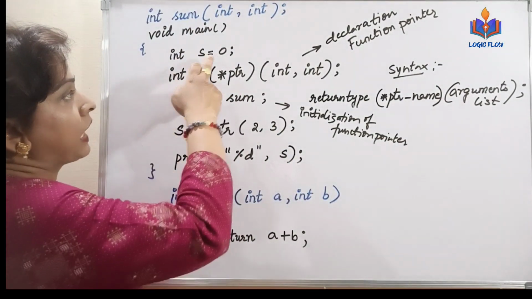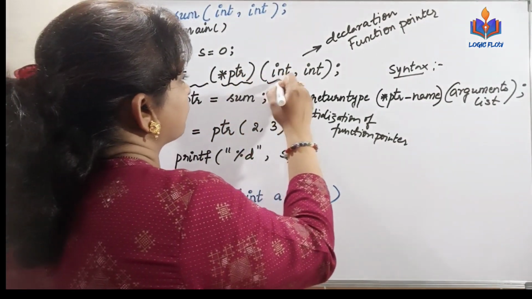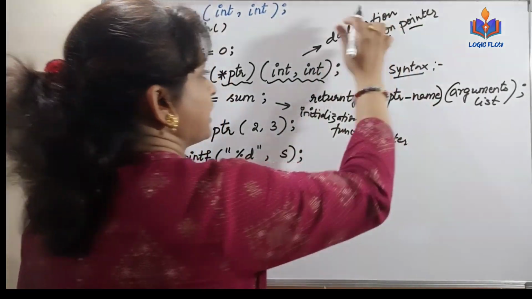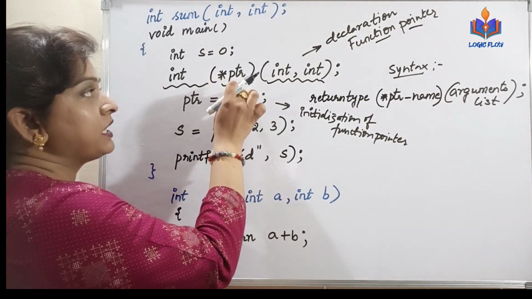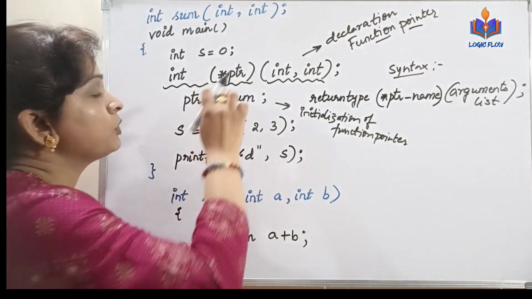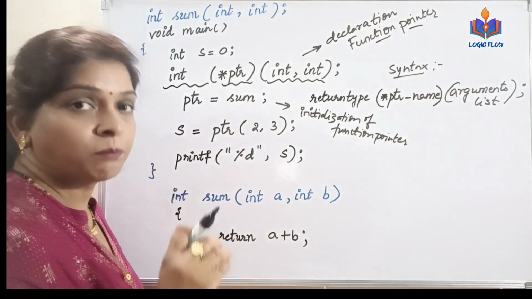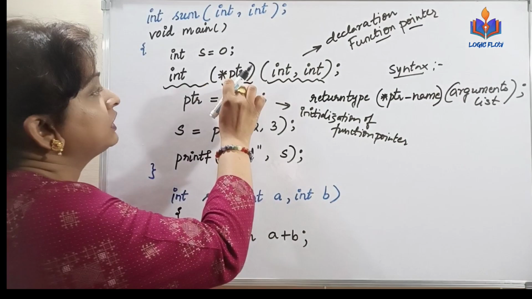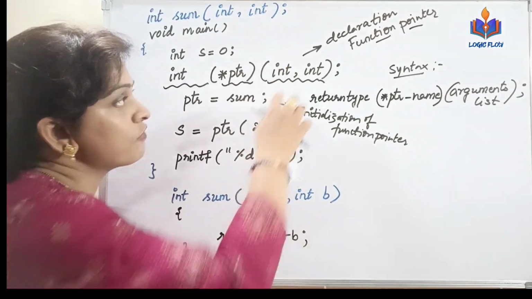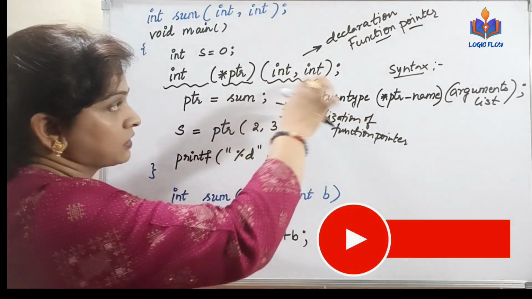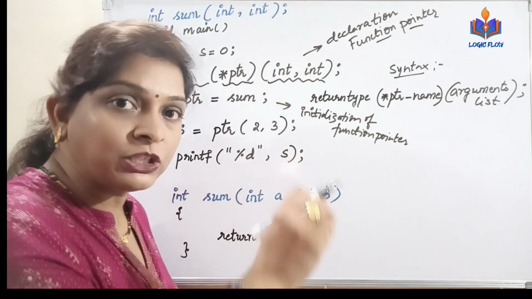In the main function, we have a local variable s, and this is the function pointer declaration. As I said, the pointer name, I am just saying ptr, asterisk ptr, and remember you have to have this function pointer name within brackets. It means it is a function pointer with return type int and 2 arguments of integer type. This is the declaration. So declaration is done, and my function pointer is ready to point to a function.